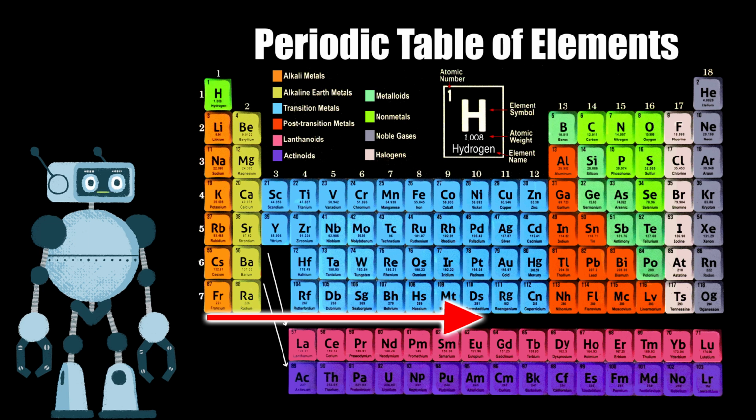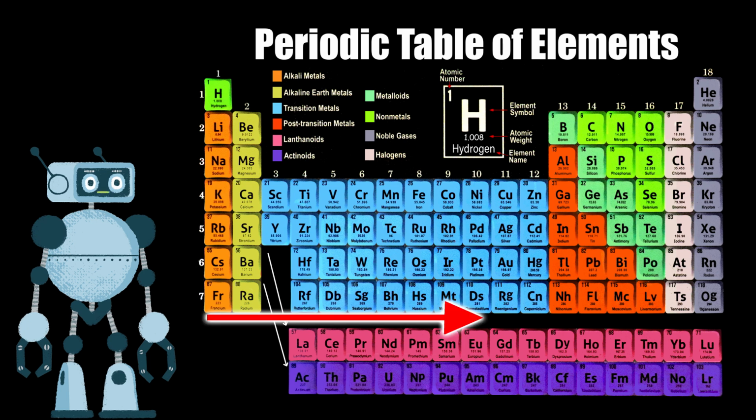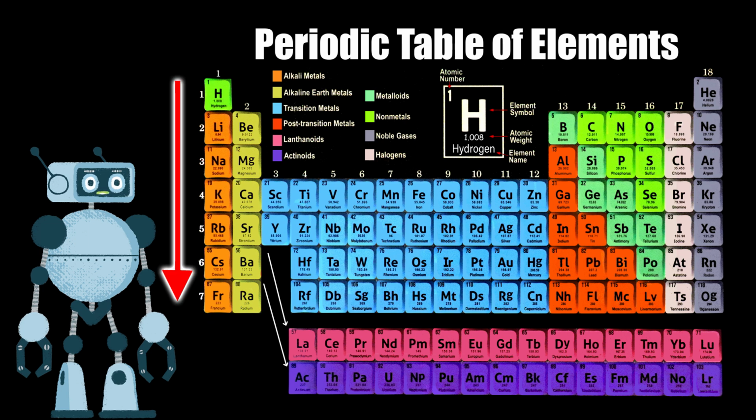Electronegativity is the ability of an atom to attract electrons. It increases across a period and decreases down a group. Ionization energy is the energy required to remove an electron. It also increases across a period and decreases down a group.